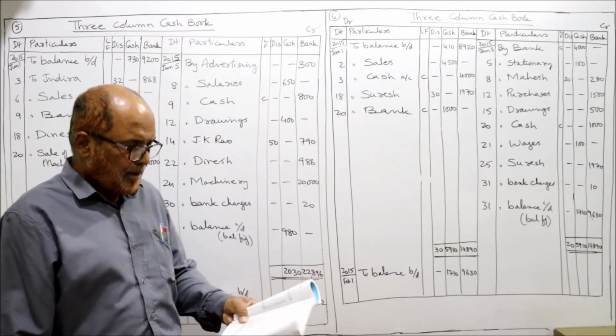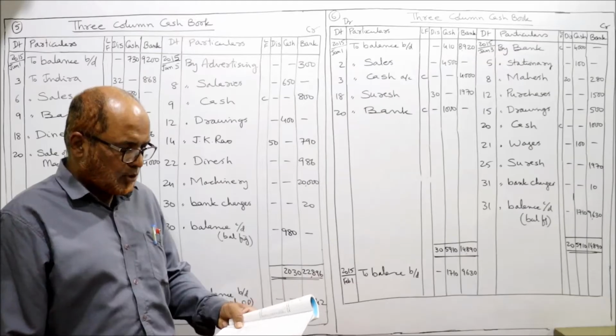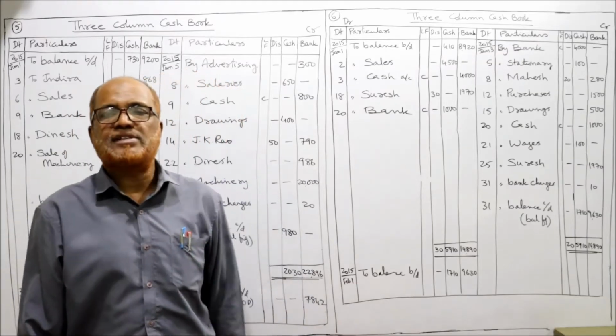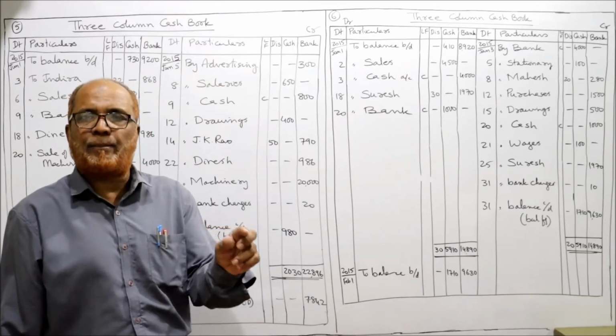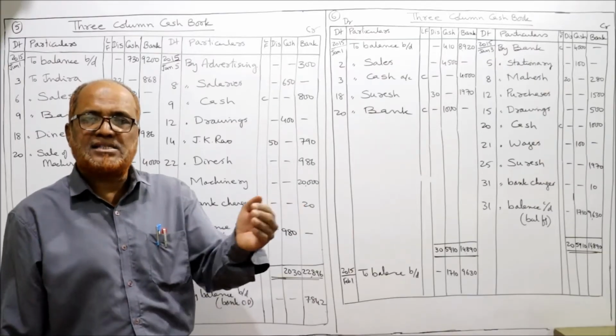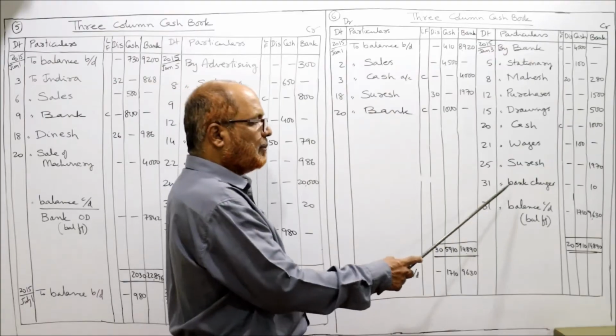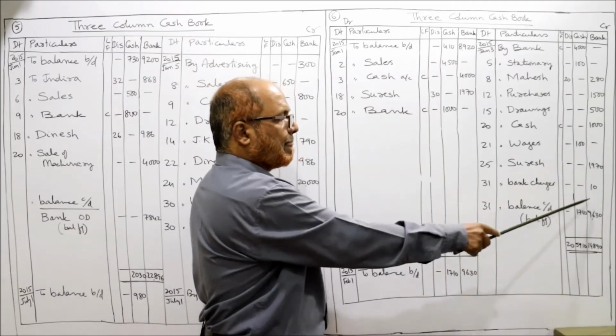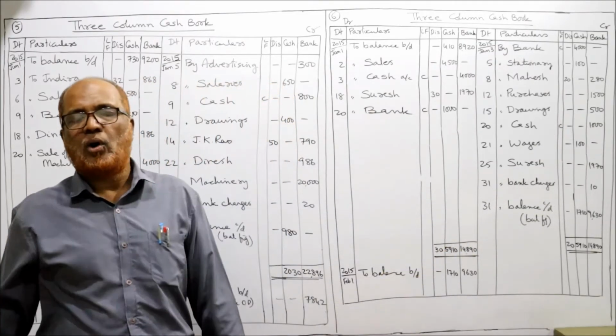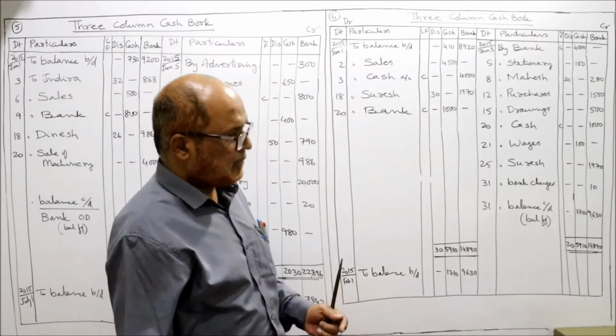Next, bank charges as per passbook 10 rupees. Last one, 31st, bank charges as per passbook. That means the banker has taken 10 rupees from our account. So credit side by bank charges 10 rupees. 31st over. All the transactions we have completed.